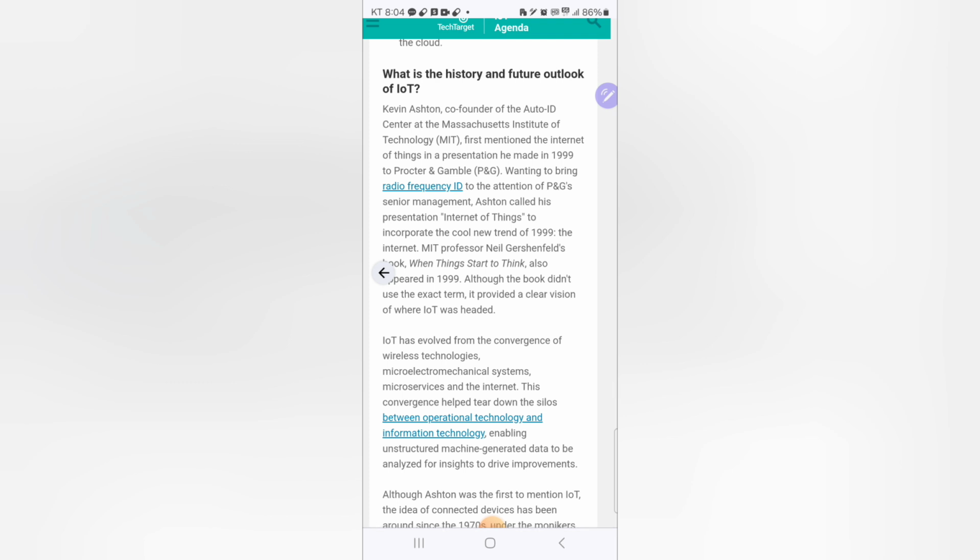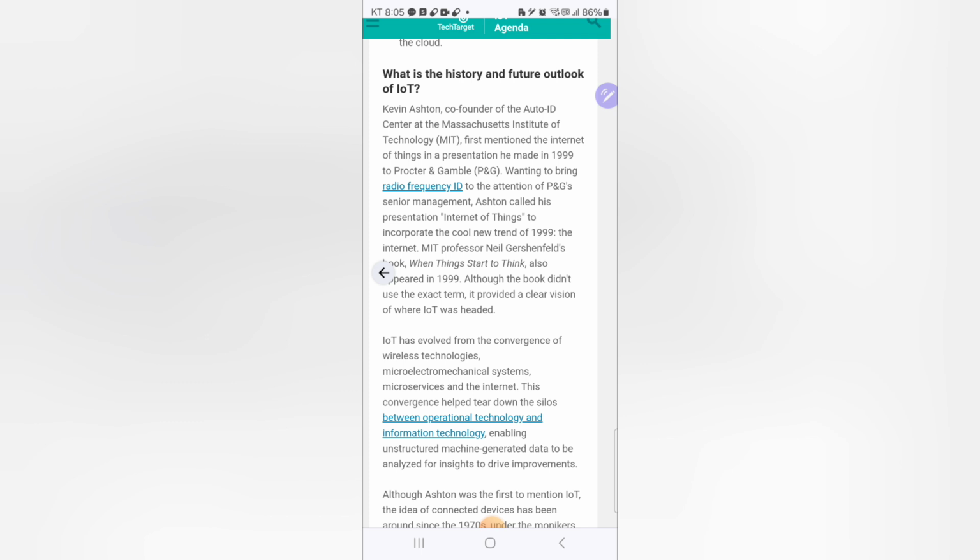What is the history and future outlook of IoT? Kevin Ashton, co-founder of the Auto-ID Center at the Massachusetts Institute of Technology, MIT, first mentioned the Internet of Things in a presentation he made in 1999 to Procter & Gamble, P&G. Wanting to bring radio frequency ID to the attention of P&G's senior management, Ashton called his presentation Internet of Things to incorporate the cool new trend of 1999, the internet.